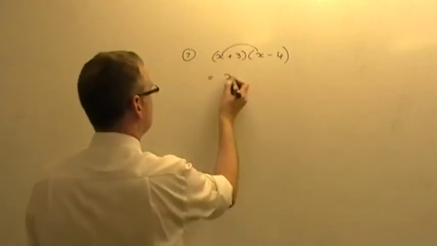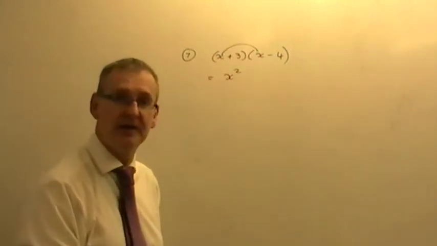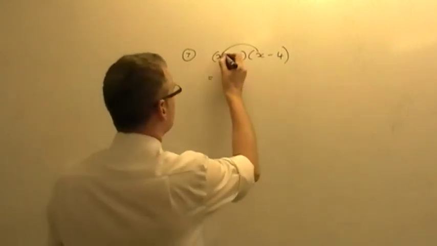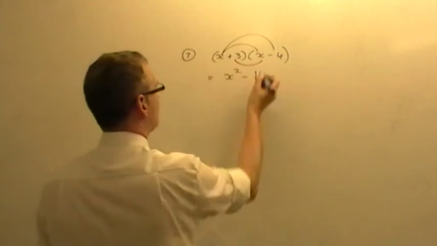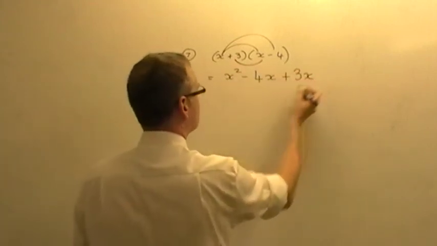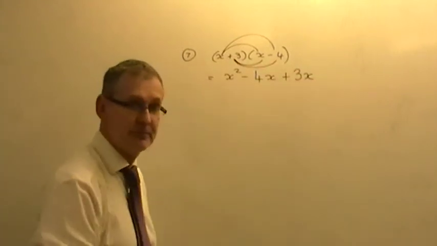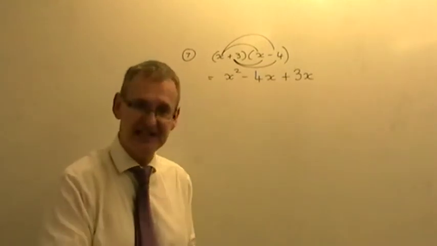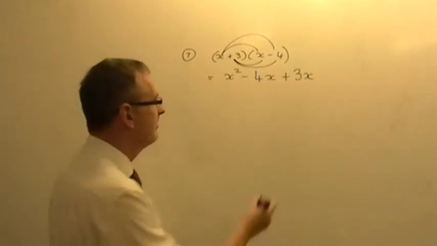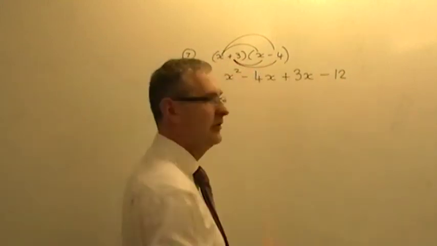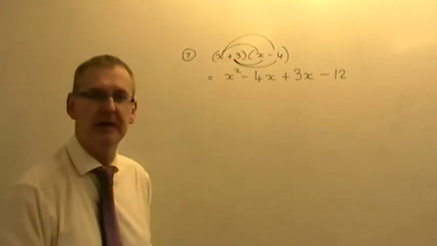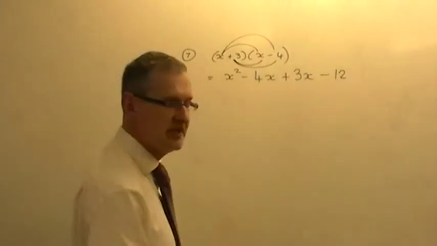First times first is x times x, x squared. Then you say x times minus 4 is minus 4x. Plus 3 times x is plus 3x. And plus 3 times by minus 4, notice it's times by minus 4, is minus 12. You do not say plus 3 minus 4 is negative 1. We're not taking them away. So we get that. That's the expanding done.